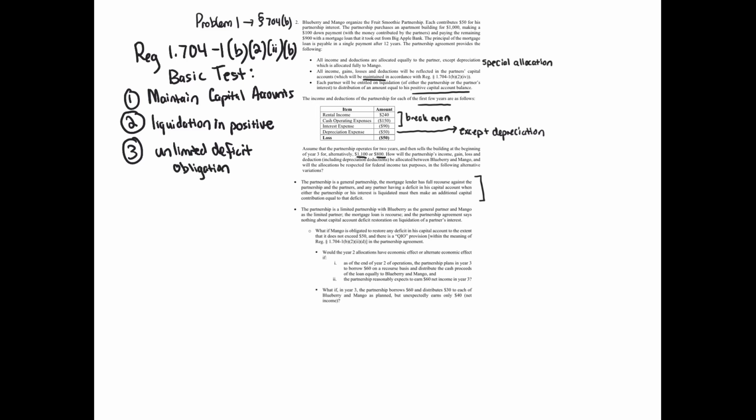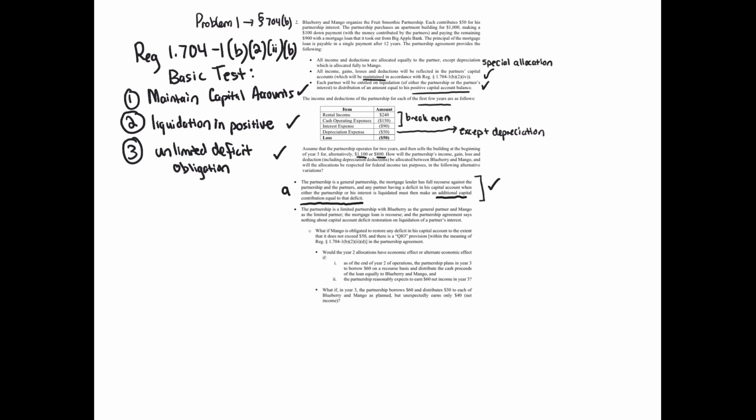So we're told in the problem that each partner will be entitled on liquidation to positive capital account balances. So that's number 2. We've got maintaining capital accounts right there. And then also we're told in this part of the question, you can call this question A if you want, that they must make additional capital contributions equal to the deficit. So unlimited. So we meet all 3 of these elements. So that means that under Reg 1.704-1(b)(2)(ii)(b), we do meet economic effect.